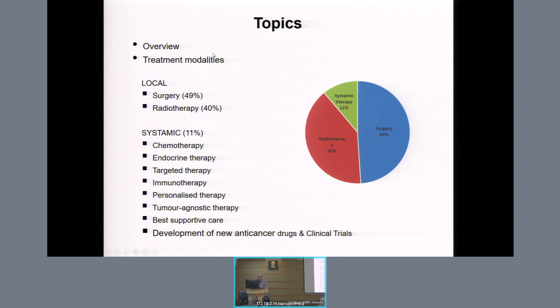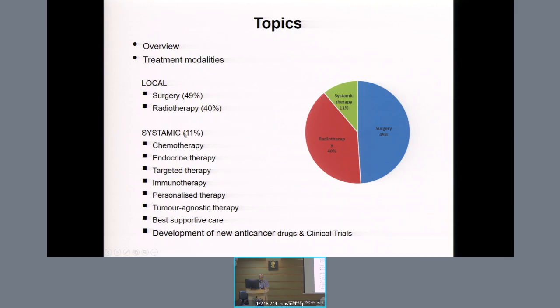So first, I will give you an overview of the oncology principle of management, and then I will take each modality one by one. In brief, the modalities are divided into local and systemic. Local modalities are surgery and radiation therapy, while systemic therapies are chemotherapy, endocrine therapy, targeted therapy, then immunotherapy, personalized treatment, tumor agnostic therapy, and best supportive care. And in that, I will try to take the development of new anti-cancer drugs and clinical trials.